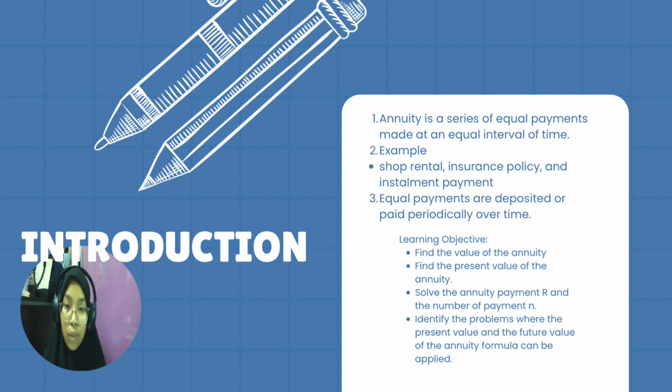So our learning objectives for this topic are to find the value of the annuity, find the present value, solve the annuity payment and the number of payments, and also identify the problems where the present value and future value of the annuity formula can be applied.